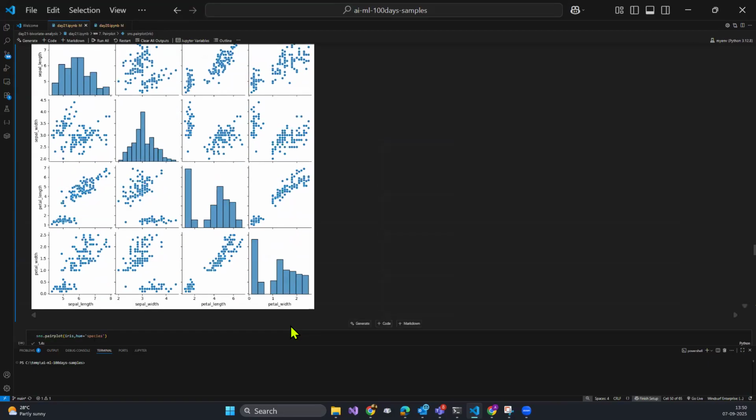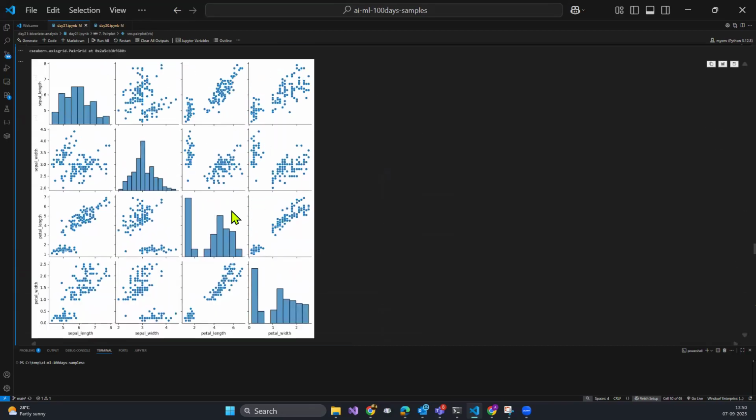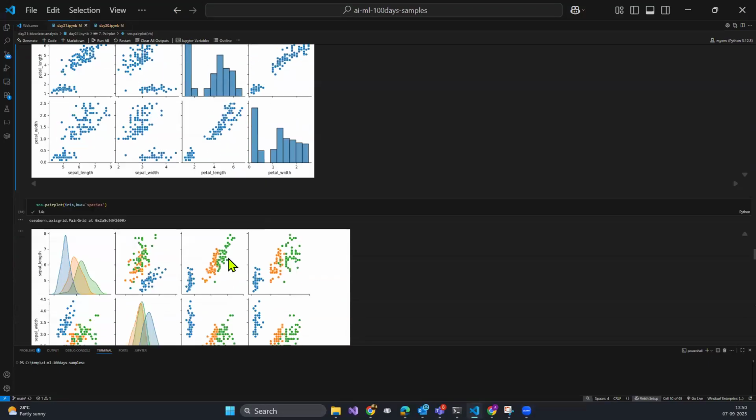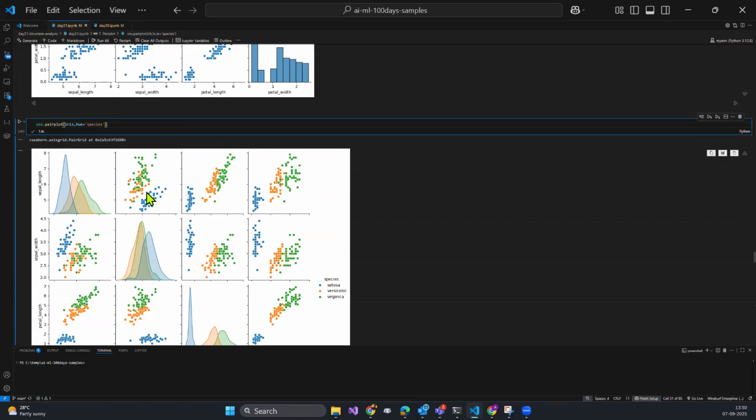Against each column, right? So this is the distribution of petal length, and this one is petal width, two groups. But how about if we want to see the different species groups? Then we can create a hue on species. And once we create this hue against the species, there were three species, right?